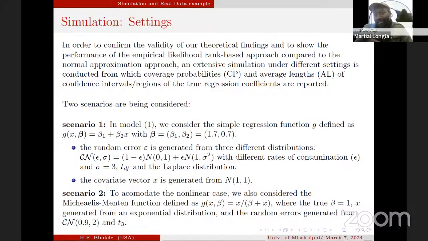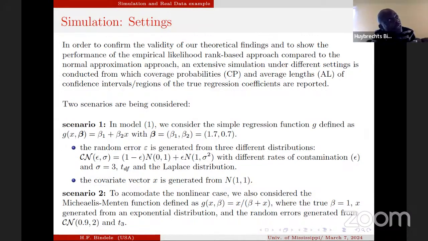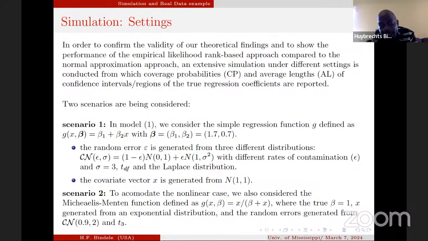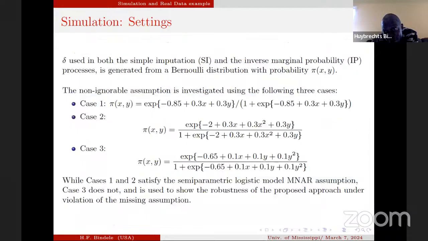So, let's take about 5 to 10 minutes to complete this simulation result. We made some simulations, and we did consider 3 types of model error distribution: the contaminated normal, the T, and the normal itself. When I talk about the T, I do consider a small degree of freedom, to take into account the heavy tail case.